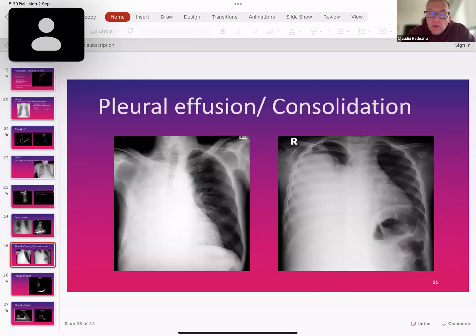Now, the next condition where ultrasound is very useful is diagnosing a pleural effusion, and differentiating it from a consolidation. So, look, I'm sure you guys have seen very advanced lung infections or TB. You see tuberculosis a lot, and sometimes you wonder.